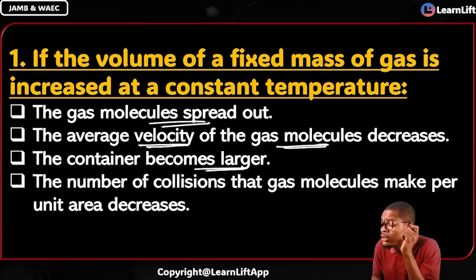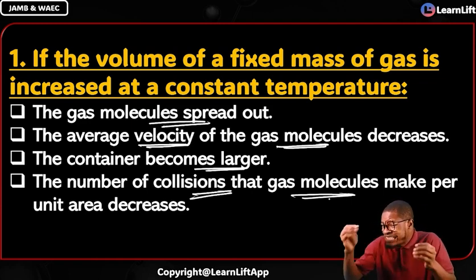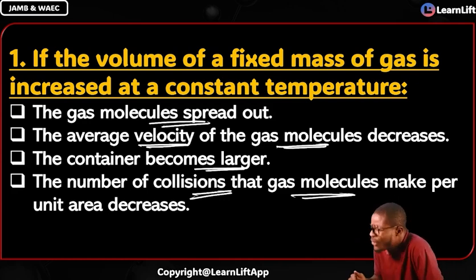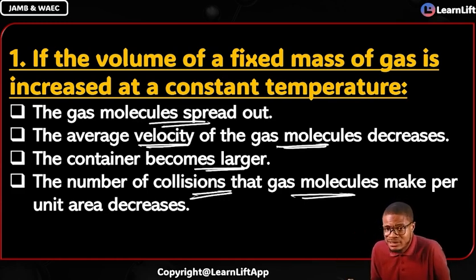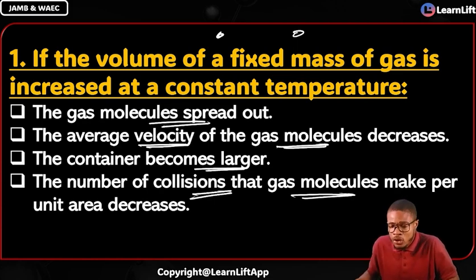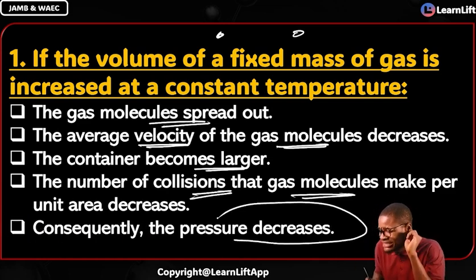And then another thing is this: the number of collisions of those gas molecules per unit area decreases. Now look at it. Volume has increased, so another particle of gas is far away. We are not going to be colliding that frequently. Why? Because the number of collisions is going to decrease. Why is the number of collisions going to decrease? Simple. Because there is an increase in the volume of the container. So their collisions are going to decrease. And as a result of that, the pressure decreases.